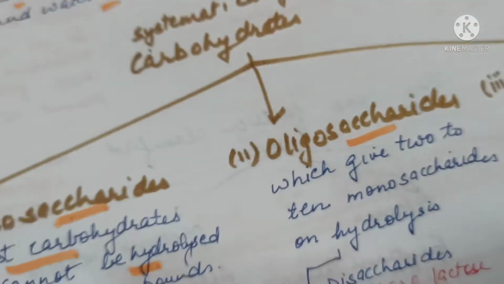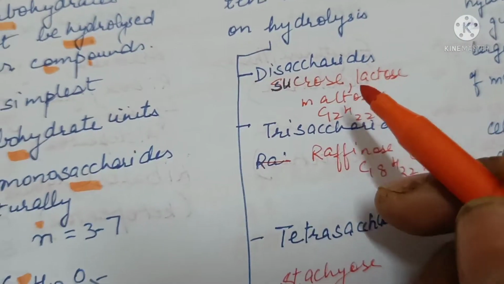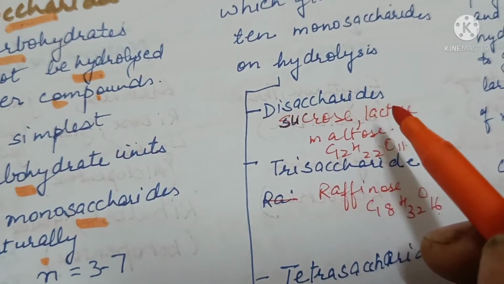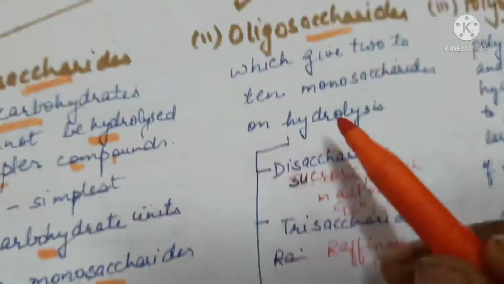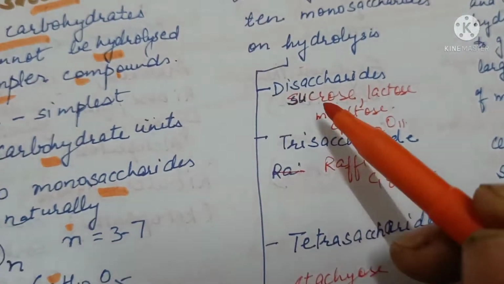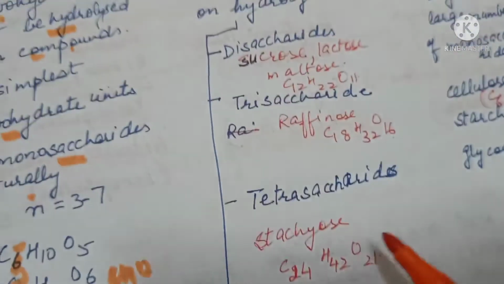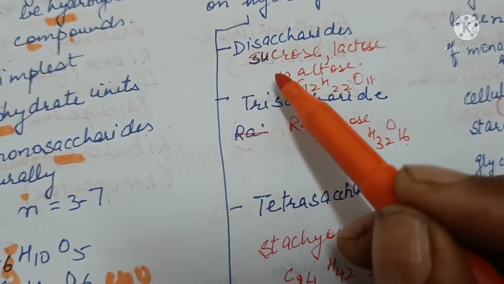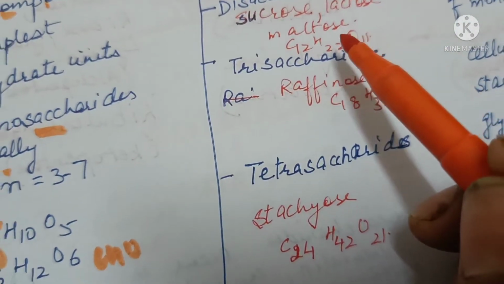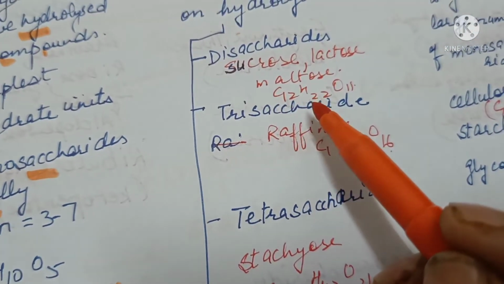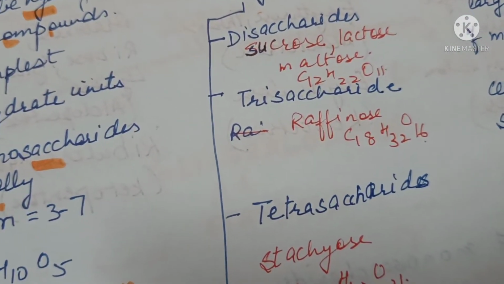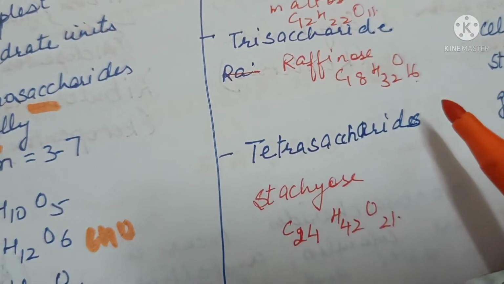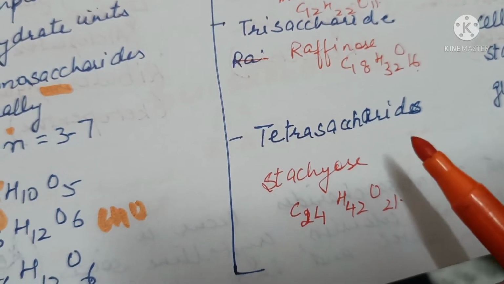Oligosaccharides will give 2 to 10 monosaccharides on hydrolysis. So disaccharides are those oligosaccharides which give 2 saccharide molecules on hydrolysis. So oligosaccharides can be further classified into di, tri, tetra saccharides. Disaccharides will give 2 saccharides on hydrolysis. For example, sucrose, lactose, maltose are disaccharides. They have the general formula C12H22O11. Trisaccharides, for example, raffinose, have the formula C18H32O16. And tetrasaccharides will give 4 saccharides on hydrolysis.